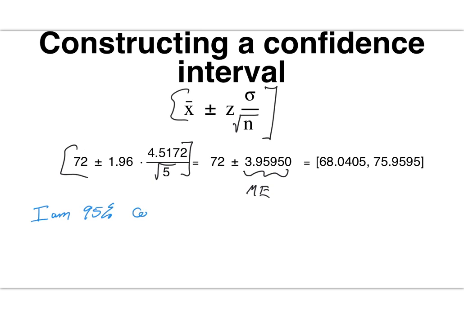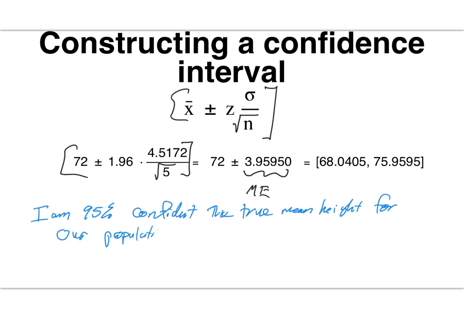And then lastly, I'm going to write my interpretation statement, and I'm going to say I am 95% confident the true mean height for our population is between 68.04 inches and 75.96 inches.